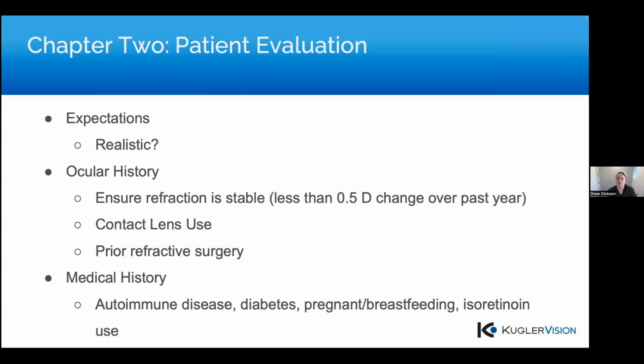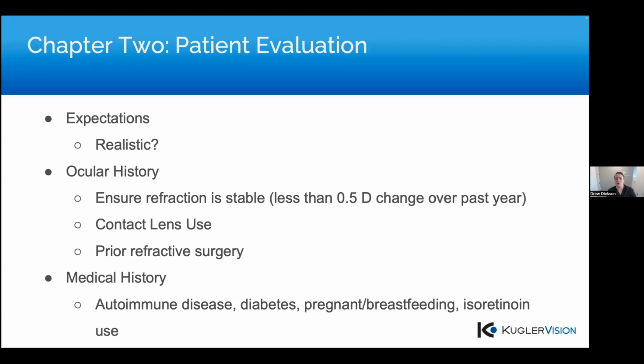Ocular history is important. You want to make sure the patient's refraction is stable, which we typically quantify as less than a half diopter change over the past year. If you can measure what they're currently wearing in their glasses, or have them bring in an old prescription to compare to what you're measuring, that's very useful. You want to find out about contact lens use, if they've developed contact lens intolerance, if they have scarring from prior infections related to contacts, and if they've ever done blended vision or monovision, if they're presbyopic. That's very important. Also, know if they've had any prior refractive surgery, as that would obviously influence treatment planning.